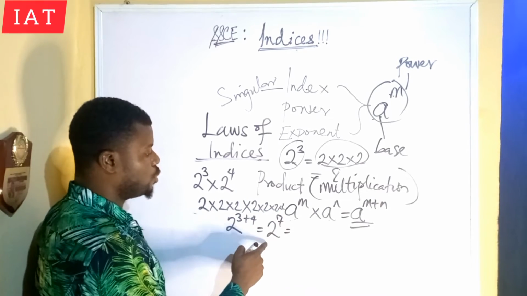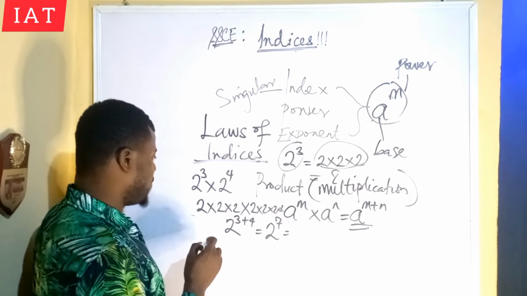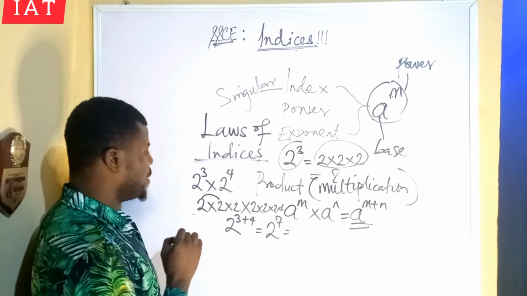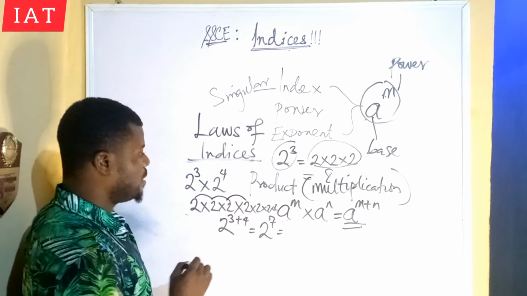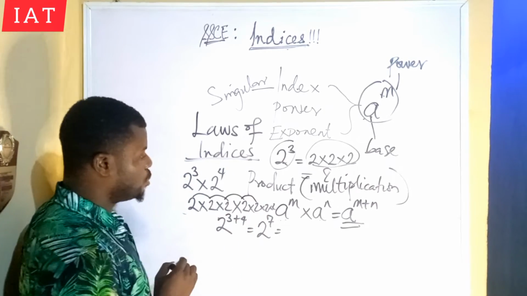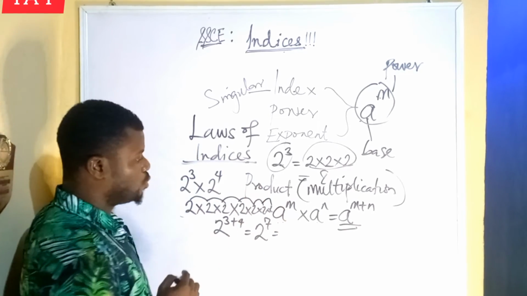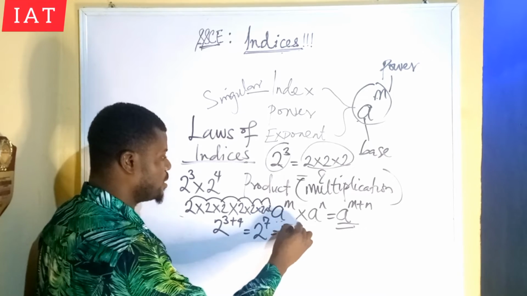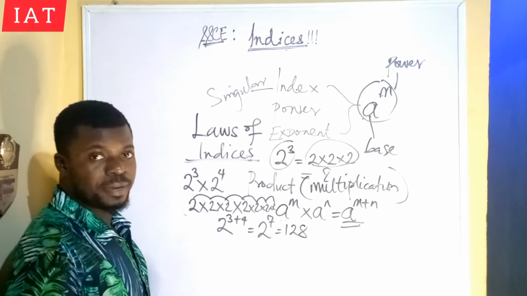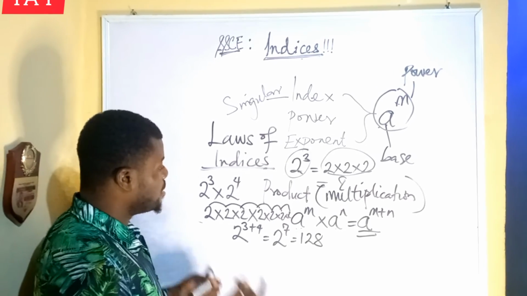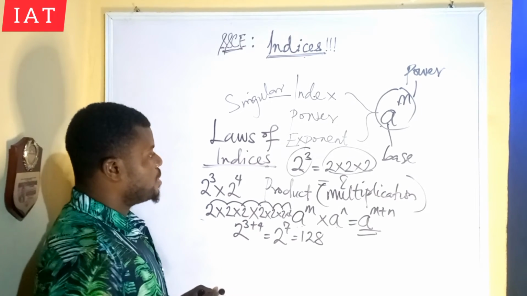So by the time you check what 2 to the power of 7 means, then you have the final answer. 2 by 2 will give you 4. By this will give you 8. By this will give you 16. By this will give you 32. By this will give you 64. By this will give you 128. So we have 128 as 2 to the power of 7. That makes sense and makes it easier. So that is the product law of indices.